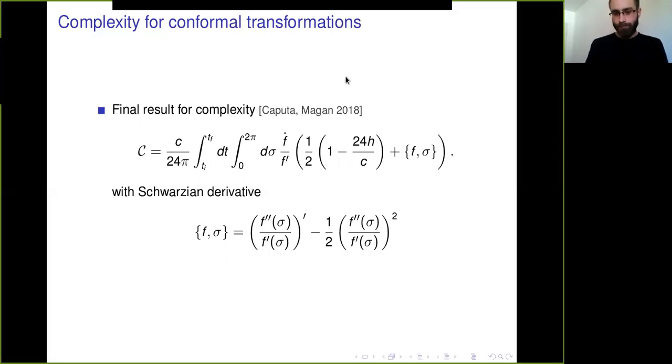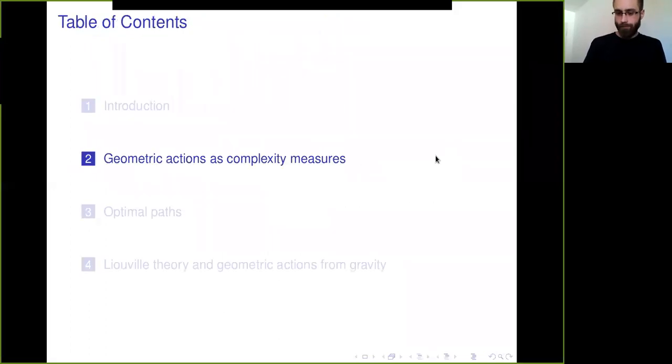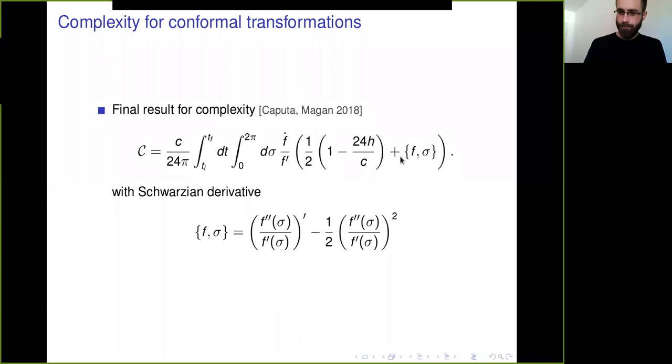First of all, this actually looks like an action functional here. We do have an integral over time, an integral over space, and this here would be our Lagrangian density. So if we want to minimize this functional, we simply need to calculate the on-shell value of this action functional. And the second important thing at this point is that this complexity functional includes a Schwarzian derivative term here.